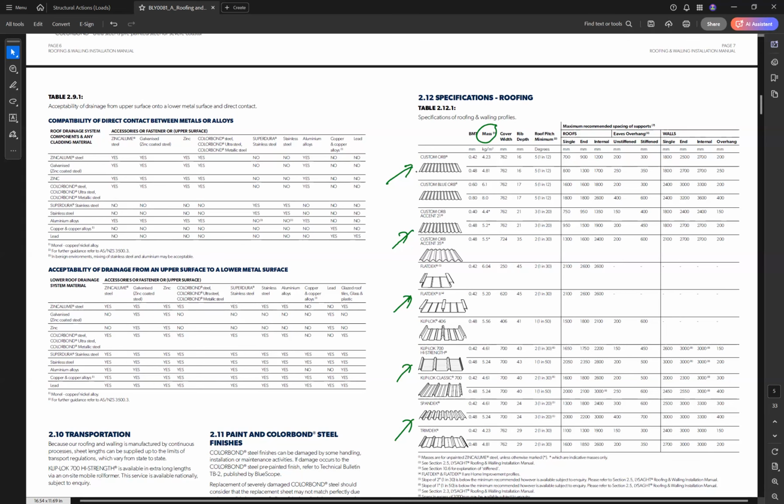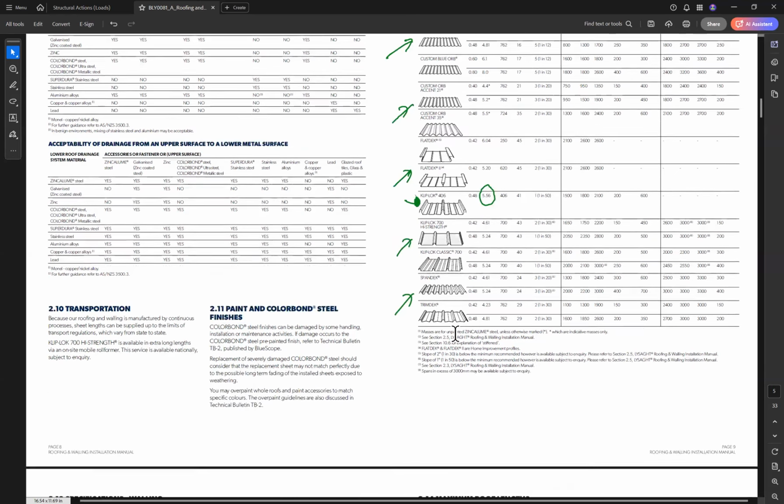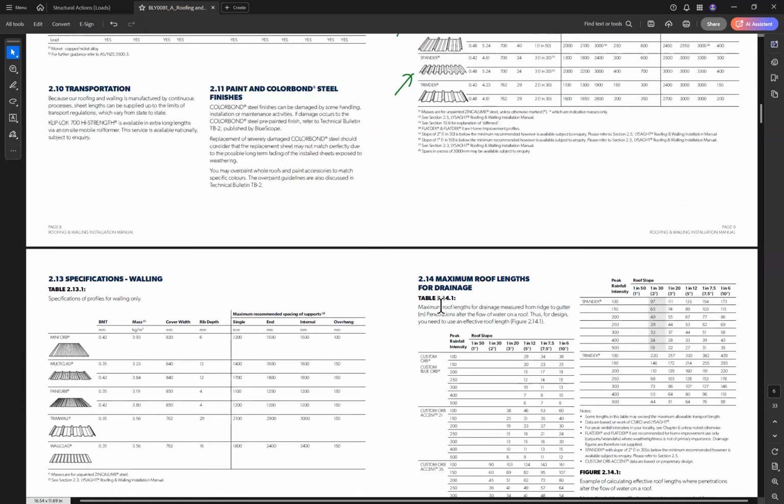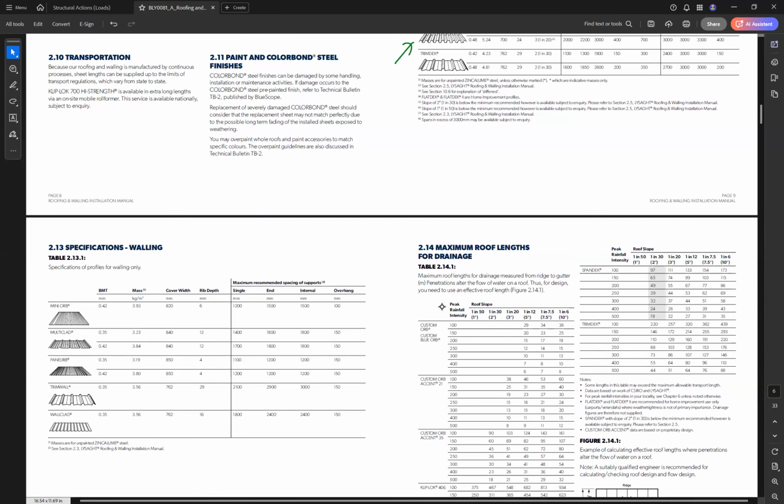So for example, if I use clay block 406, the mass of this one is 5.56 kilogram per square meter. So this file, or this table, will give us the weight or the mass of the sheeting, and here are also other types, and here is the mass.